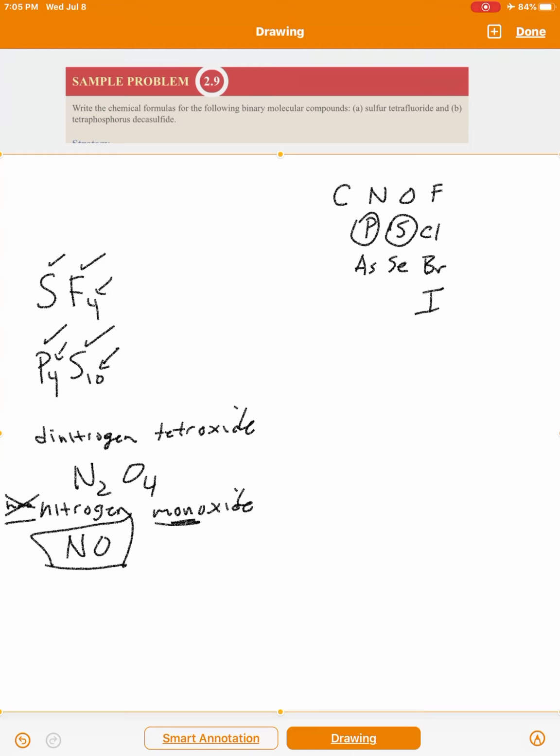Keep in mind that sometimes these compounds have common names or other naming systems. So if you look this up, you might actually find out that it's called nitric oxide. But we're not going to go into that issue right here. We're going to use this system right there.